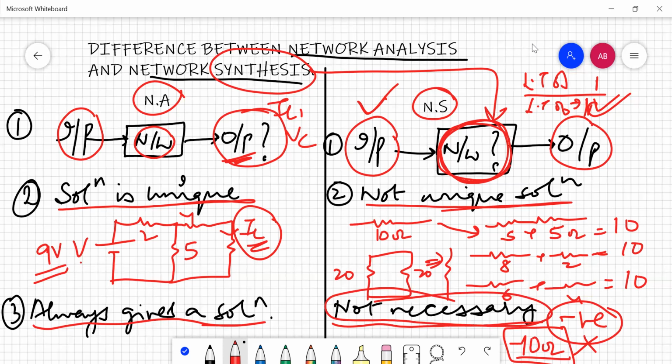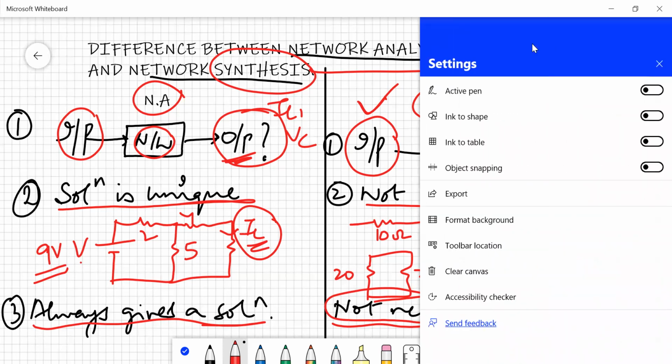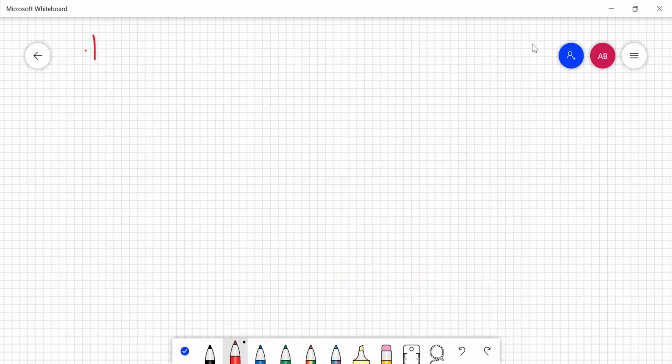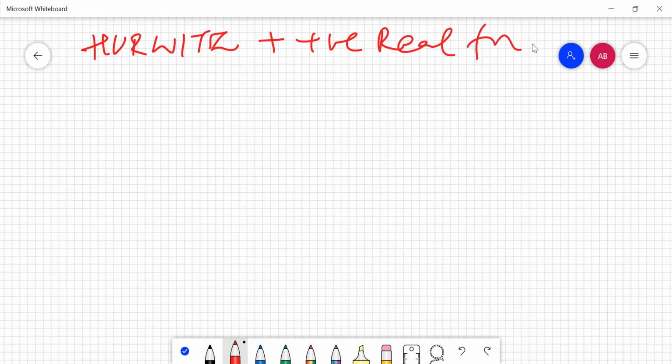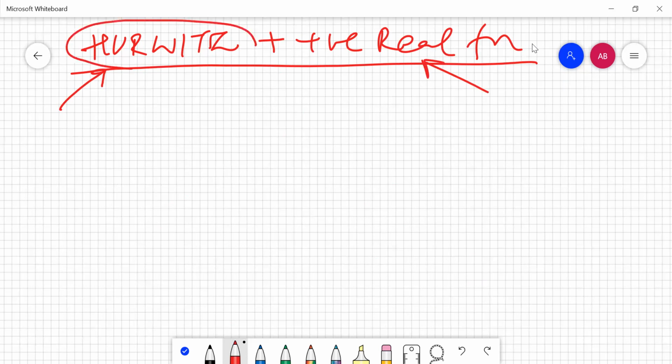So to know whether a given polynomial can be synthesized using network synthesis depends on two things. One is called the Hurwitz polynomial, and the second is called the positive real function. For a given polynomial to be synthesized, it must fulfill the properties of Hurwitz polynomial as well as the properties of the positive real function. So today we are only going to discuss our Hurwitz polynomial.